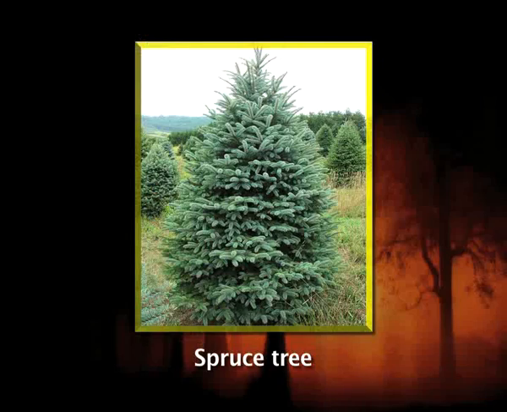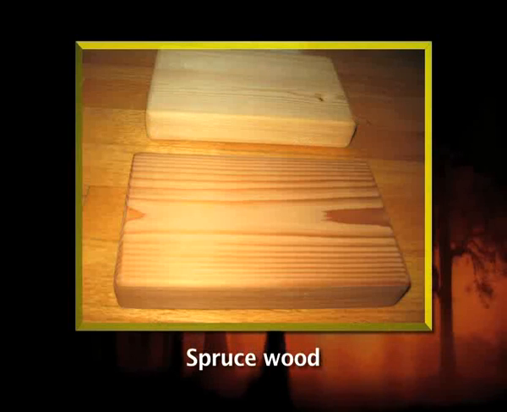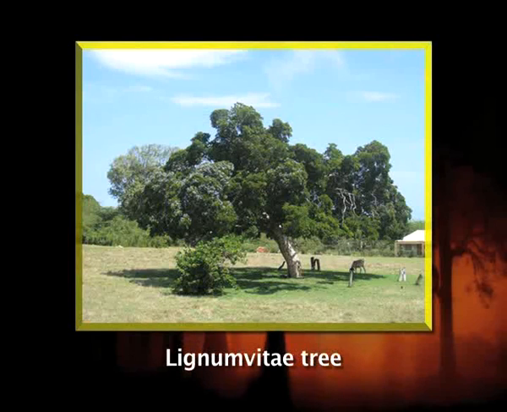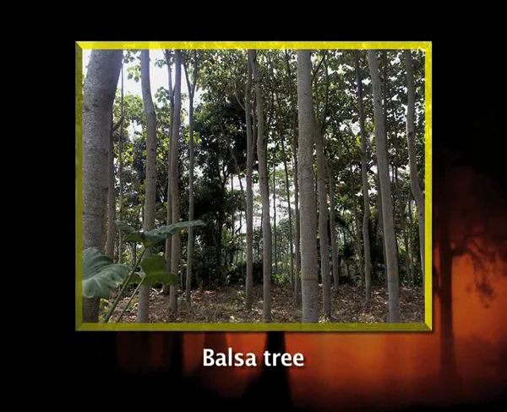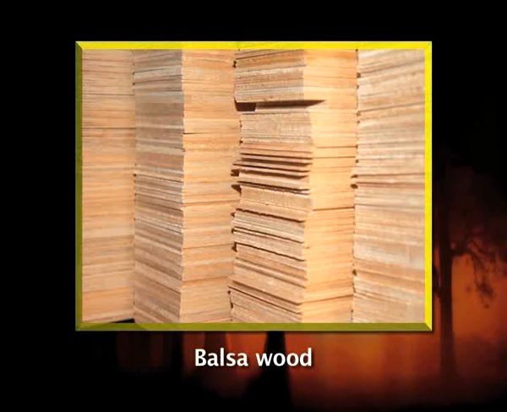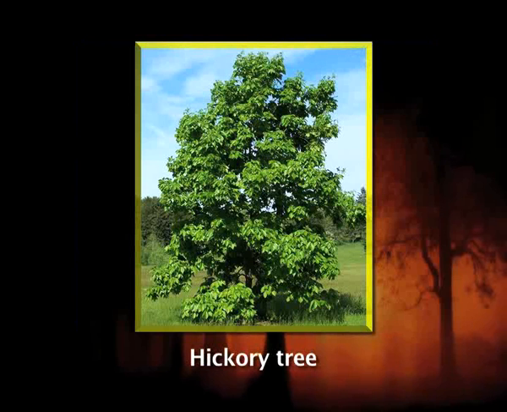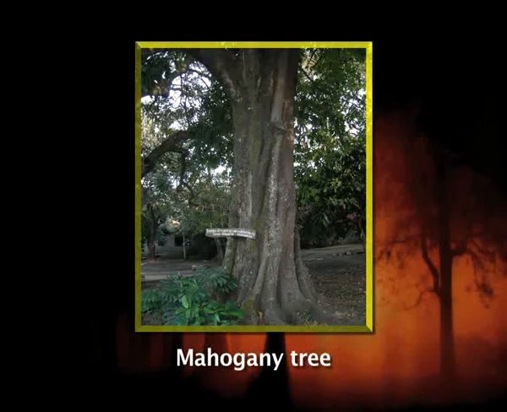Some species, like spruce, combine light weight with relatively high values for stiffness and bending strength. Very heavy woods, like lignum vitae, are extremely hard and resistant to abrasion. A very light wood, balsa, has high thermal insulation value. Hickory has extremely high shock resistance. Mahogany has excellent dimensional stability.